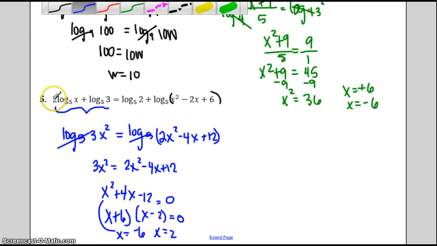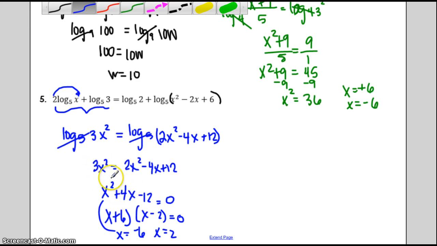All right, so for this one, first get that exponent there. Addition becomes multiplication, so it's 3 times x squared with a log base 5. Here, it's multiplication since it's addition, so 3 times this trinomial here, and we get that. Then cross off the logs, since they're equal. Put the 3x squared equal to the trinomial here. Subtract that 2x squared, add that 4, minus that 12, get everything to one side.